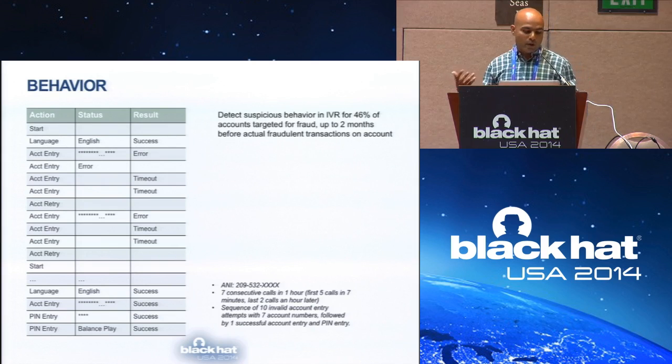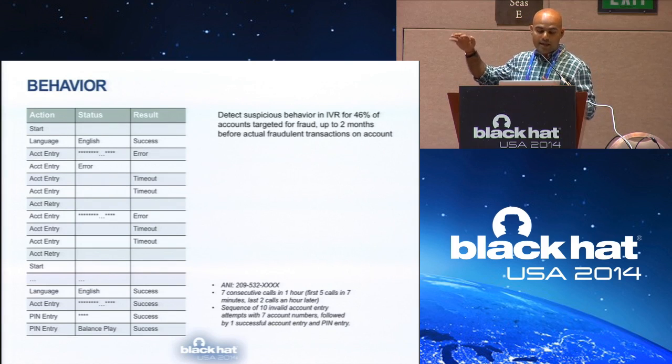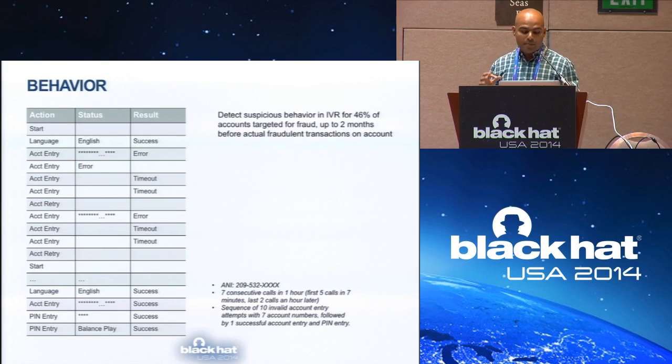So what we can estimate is that the fraudster has a list of account and PIN numbers that they have gathered from somewhere, and they're just trying those until they hit one. When they hit one, they manage to get a lot of information about the account. They can get the name on the account, the balance, and so on, and they can decide what to do next. So when we throw in behavior features, we are able to detect 46% of accounts that have been targeted for fraud.